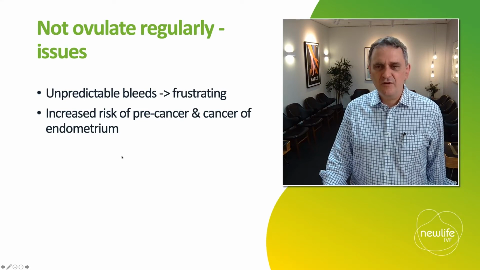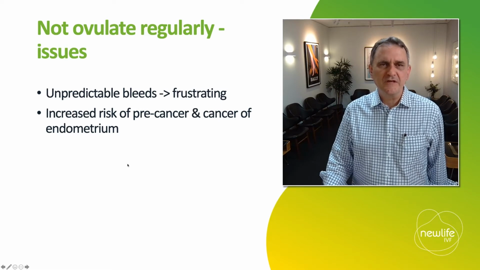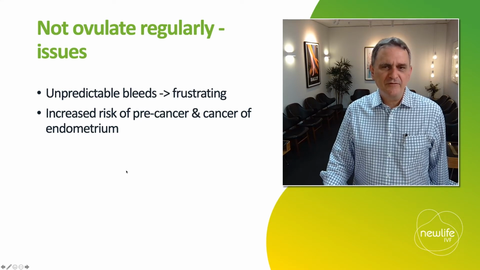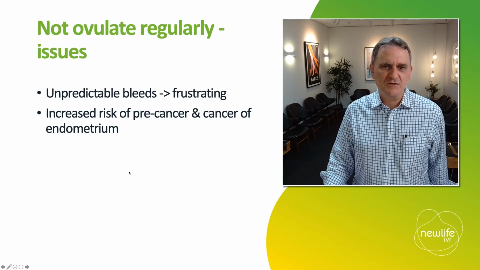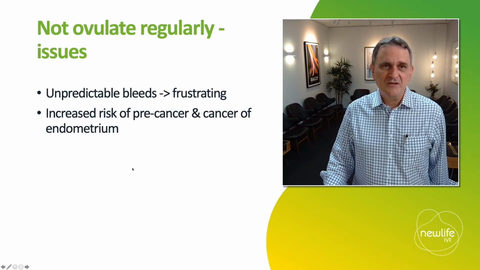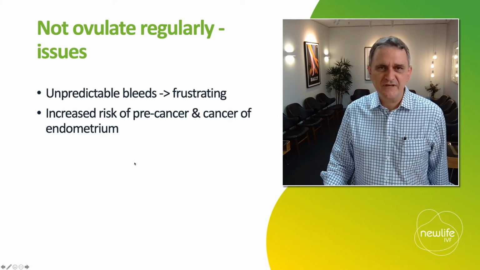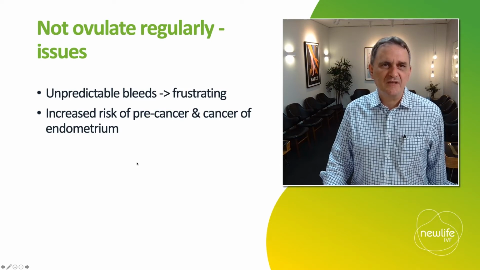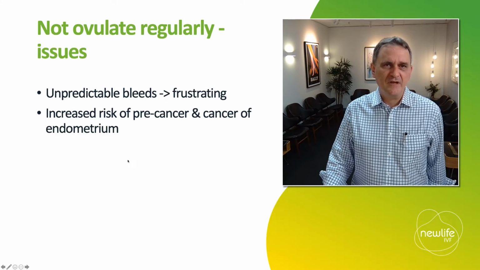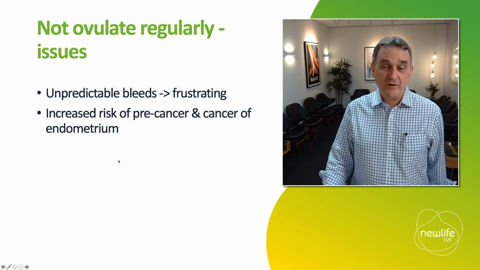The second is, if you're not ovulating at all, when your ovary's working, it makes a hormone called estrogen, which causes the lining of your uterus, or your endometrium, to grow. When you ovulate, you release a hormone called progesterone, which matures that lining. If you don't ovulate, you don't release that progesterone. And estrogen by itself over long periods of time can lead to precancerous and, more rarely, cancerous change of the endometrium. So not ovulating at all can carry an increased risk of precancer and cancer of the endometrium. That's something that we're aware of as doctors.